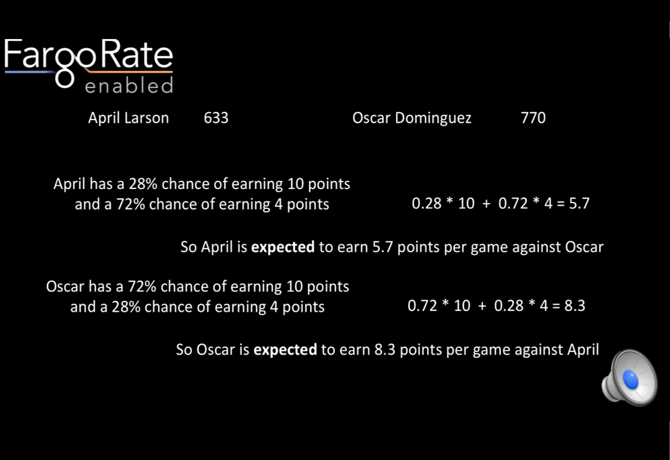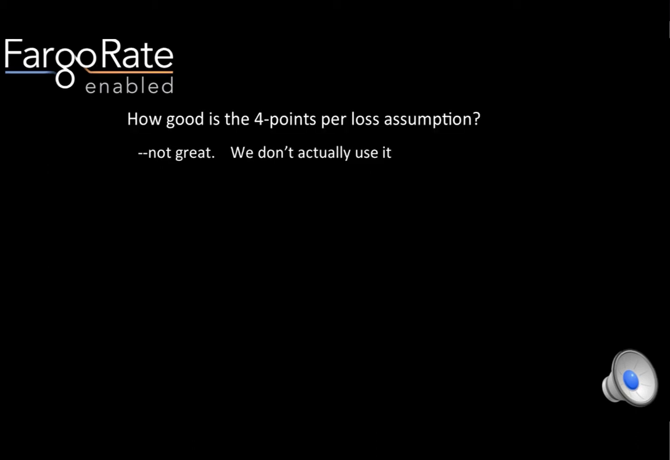Oscar has a 72% chance of earning 10 points and a 28% chance of earning 4 points. He is expected to earn 8.3 points per game when he plays April. So if Oscar spotted April 2.6 points per game, they could actually play a long race and things wind up pretty close. So how good is this 4 points per loss assumption? Well, it's not great, and we don't actually use it.